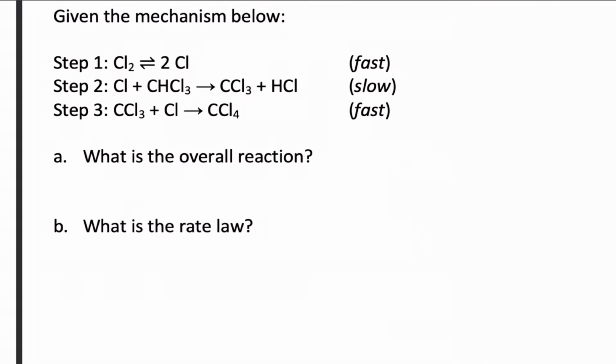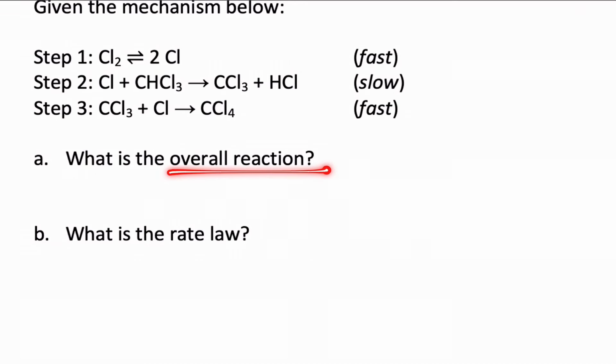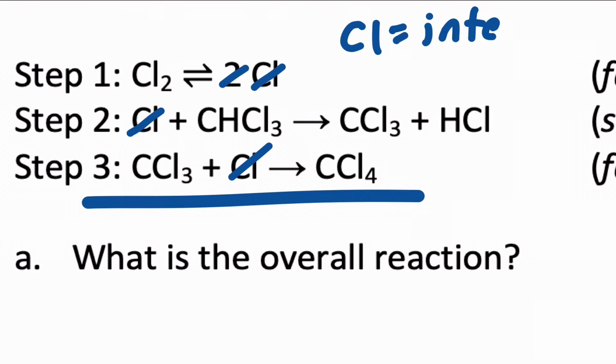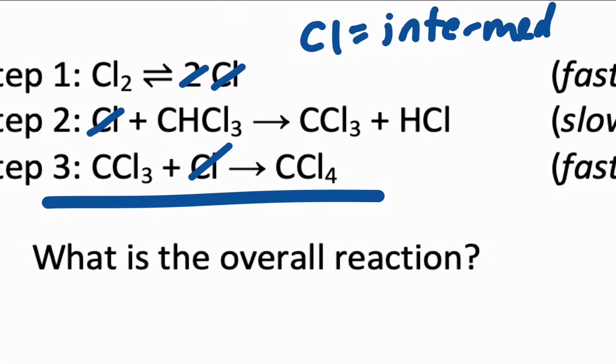Last one. Given the mechanism below, what's the overall reaction and what's the rate law? We're ending with a slightly challenging question here, and you'll see why. The overall reaction isn't too bad. You just have to add up the reactions and cancel intermediates. We have an intermediate chloride. We actually have two that are produced and then consumed. A chloride is an intermediate, or chlorine atom, I should say, in this case.